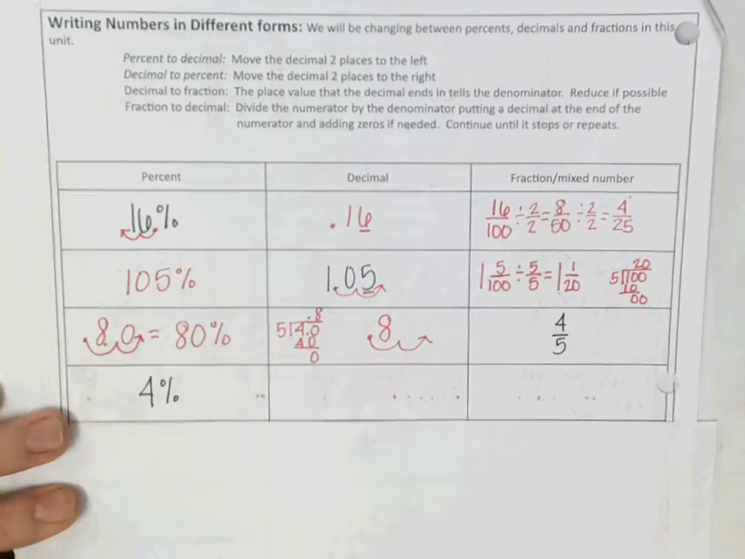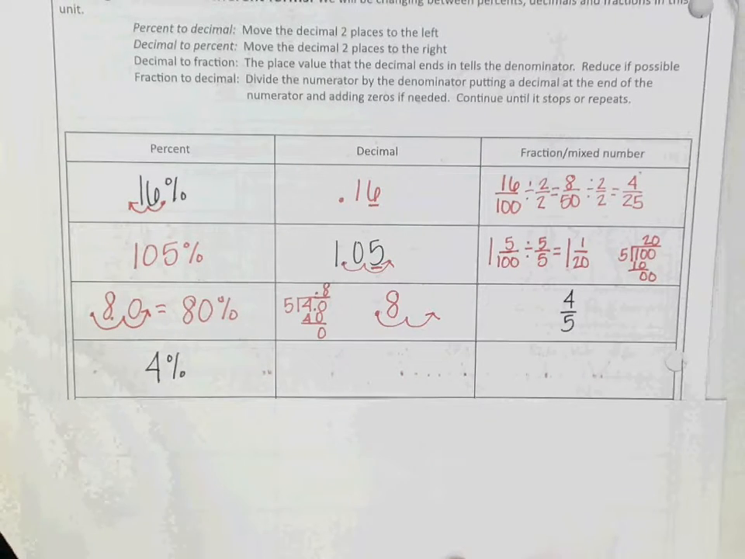Okay, so why don't you try 4% on your own? I want you to pause the video right now and do 4% on your own. Make sure you show me all the work to find it as a decimal and a fraction. When you're finished, you can unpause the video.